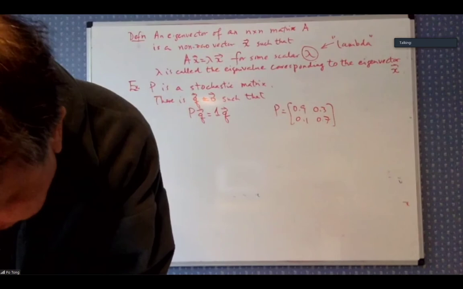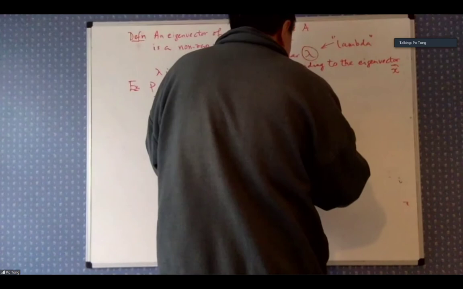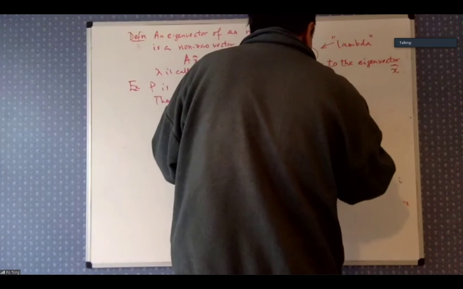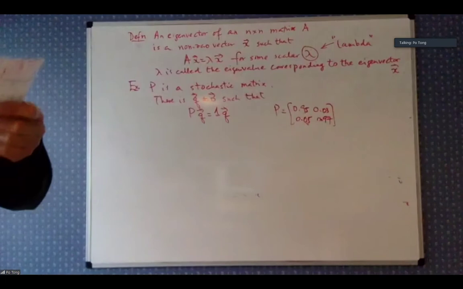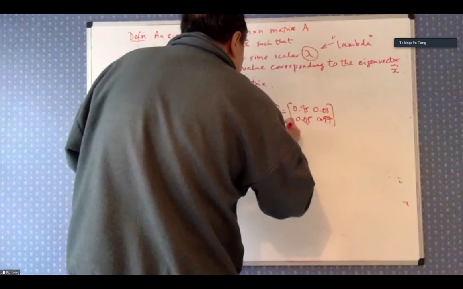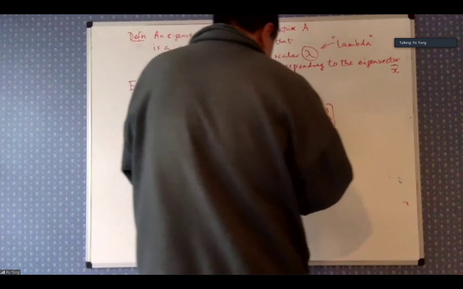Oh, last time we did this other one: 0.5, 0.5, and then 0.3, 0.7. You guys remember this last time? And we solved for the stationary distribution, and we ended up with q equal to 3 over 8 and 5 over 8. You guys remember that?